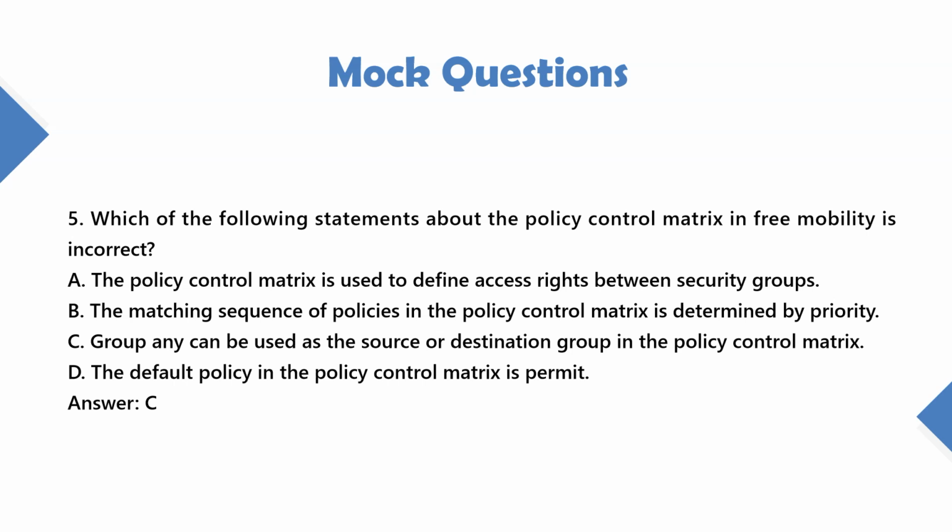5. Which of the following statements about the policy control matrix in free mobility is incorrect? A. The policy control matrix is used to define access rights between security groups. B. The matching sequence of policies in the policy control matrix is determined by priority. C. Group any can be used as the source or destination group in the policy control matrix. D. The default policy in the policy control matrix is permit. Answer: C.